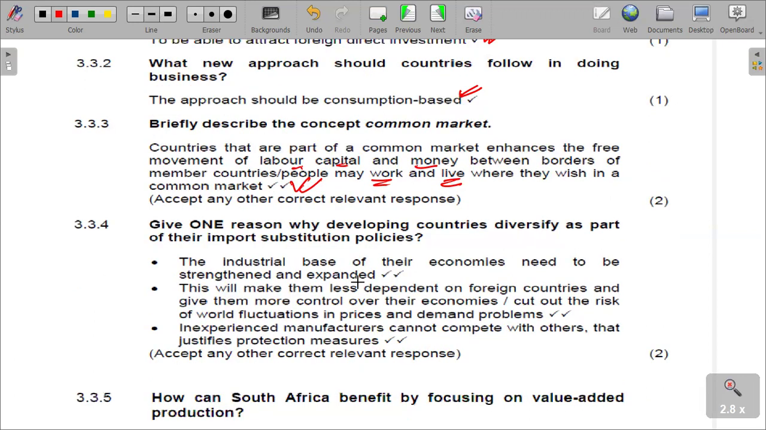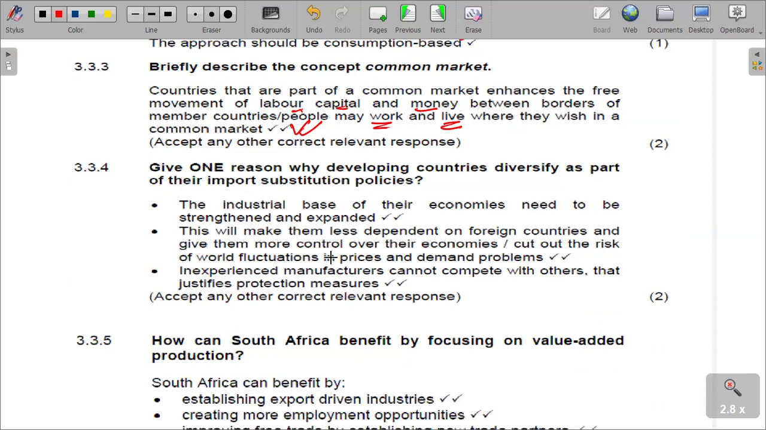Give one reason why developing countries diversify as part of their import substitution policies. One, the industrial base of their economy needs to be strengthened and expanded. In other words, increasing their product range helps the economy to be strengthened and expanded.